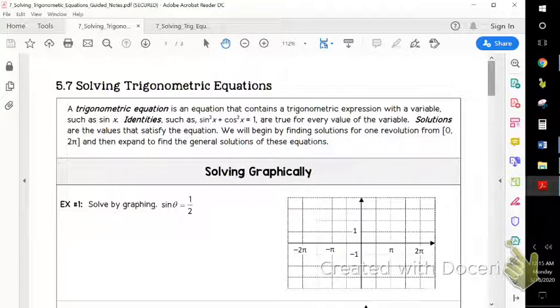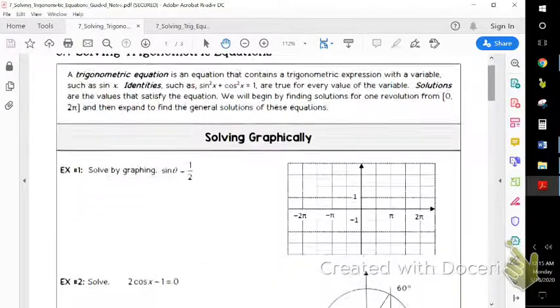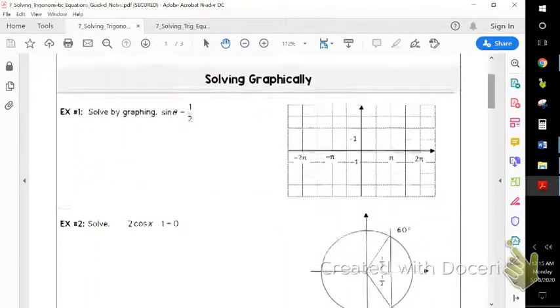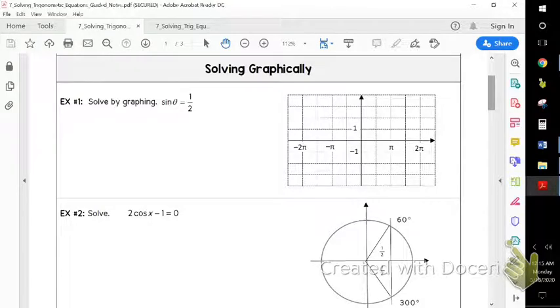We'll begin by finding solutions for one revolution, from 0 to 2 pi, and then we'll expand to find general solutions of these equations. So we've already done some of this. We did this back in the beginning of chapter 5. I know the order isn't great that they put these lessons in, but we're just going to have to deal with it. Some of this may look a little new, like here we're going to talk about graphing it. We didn't graph it before, we just solved it algebraically. So I'm going to show you how it looks on a graph, and then we'll be moving into algebra again. It's not really anything too new for you, it's just refreshing you on it.